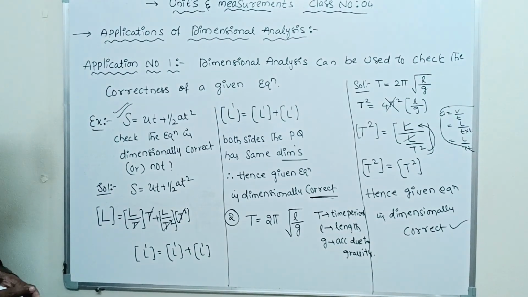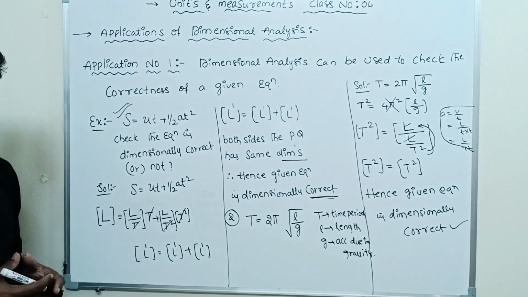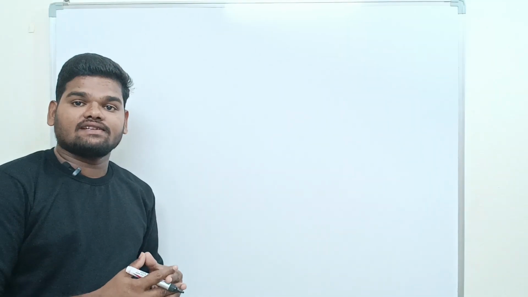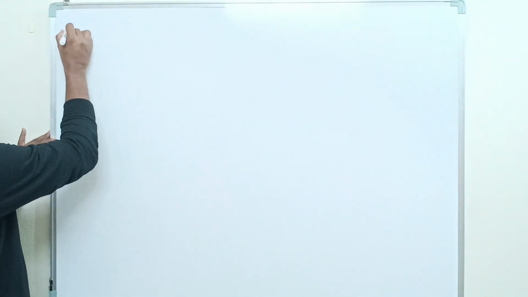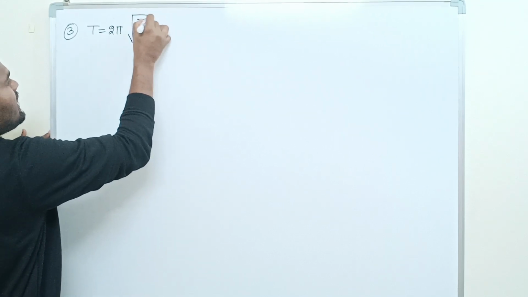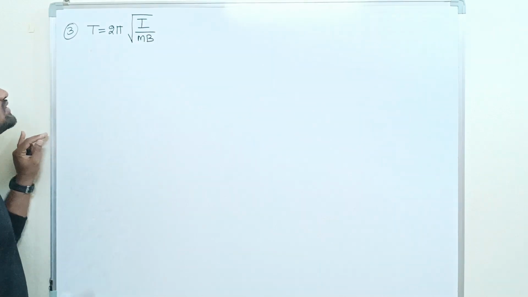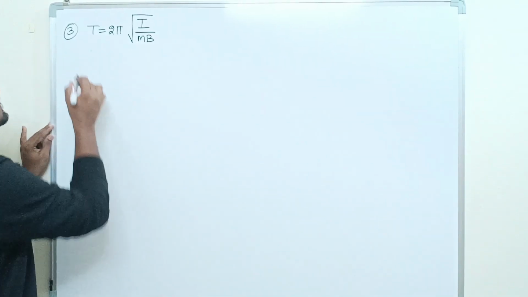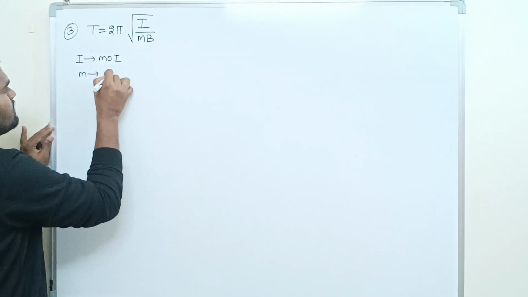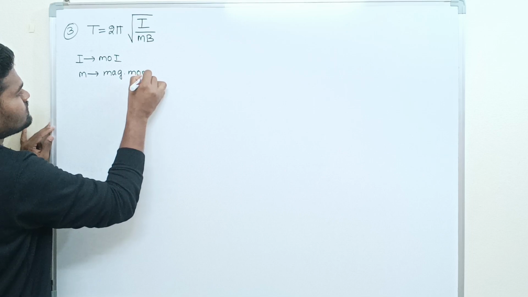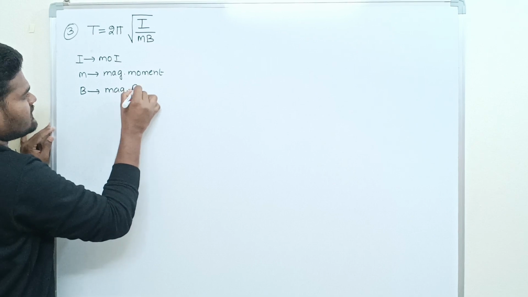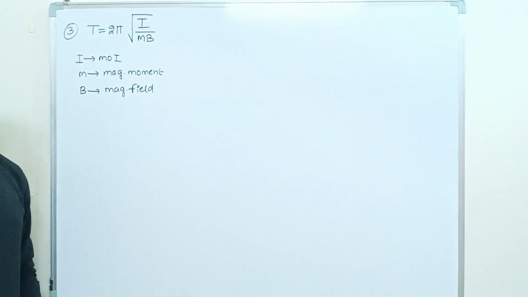Pause the video and write the notes. 3, 2, 1, go. Let us see one more example. Third example: T equals 2 pi under root of I by mB, where I is the moment of inertia, m is the magnetic moment, and B is the magnetic field.